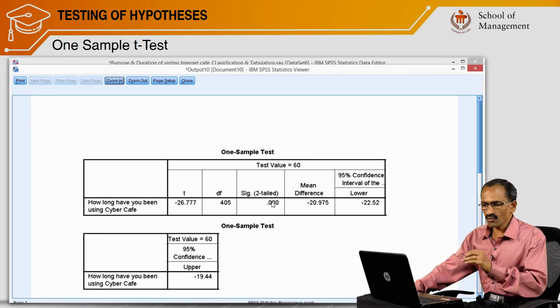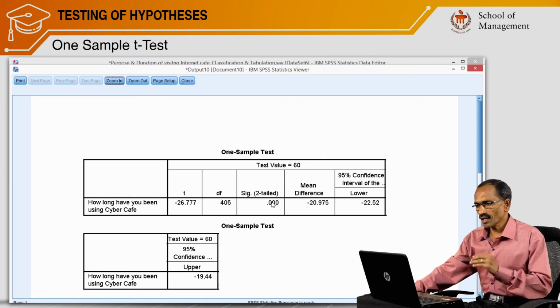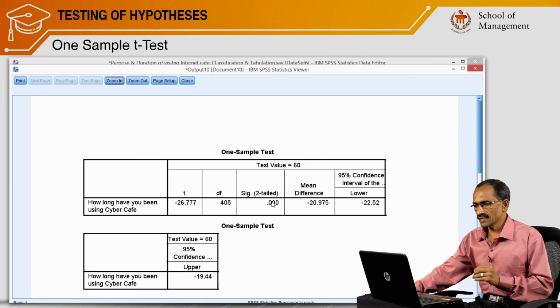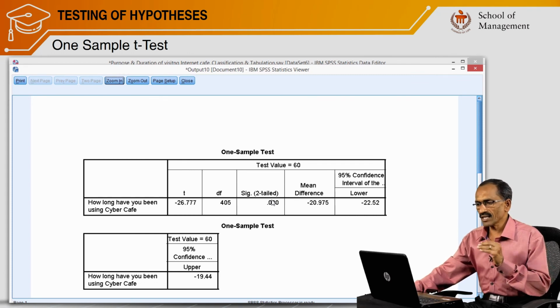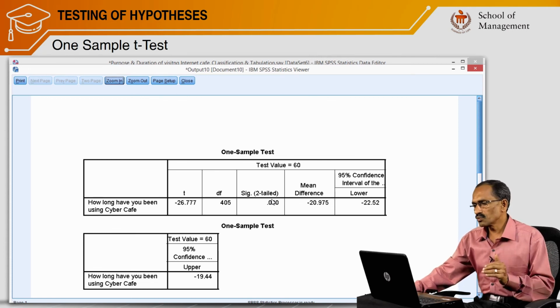So what we covered in this video is how to conduct a one sample mean test. A one sample mean test means that the researcher can have an assumption with respect to the average value of any data that belongs to interval or ratio scale.